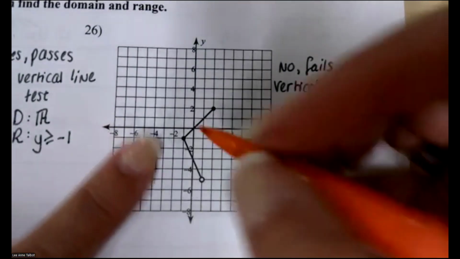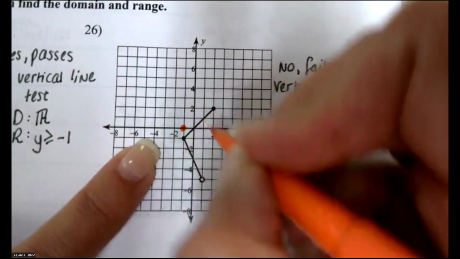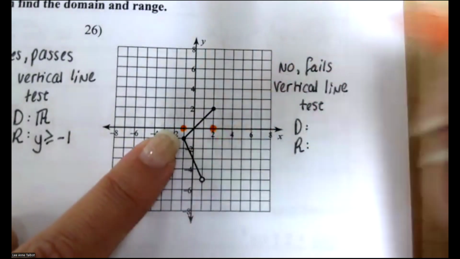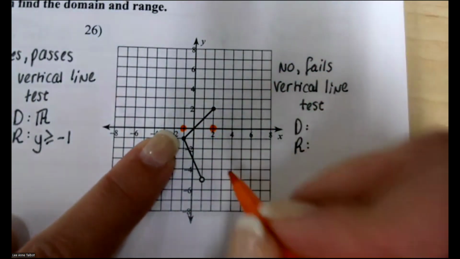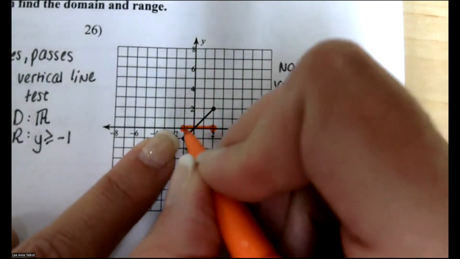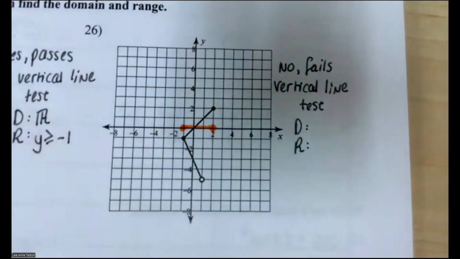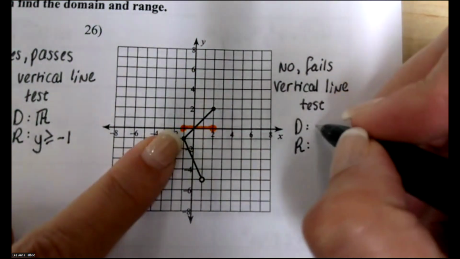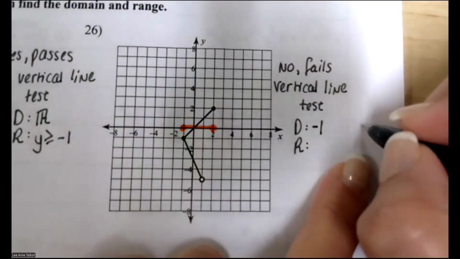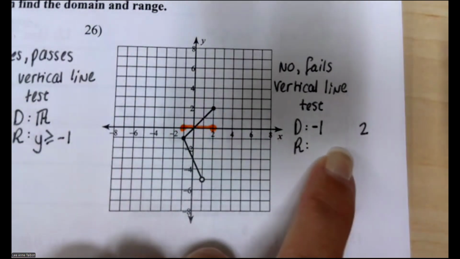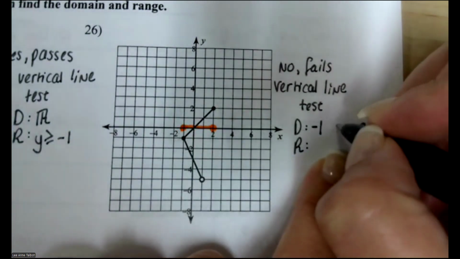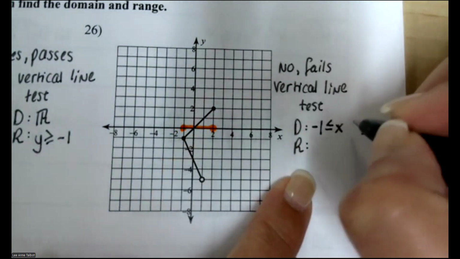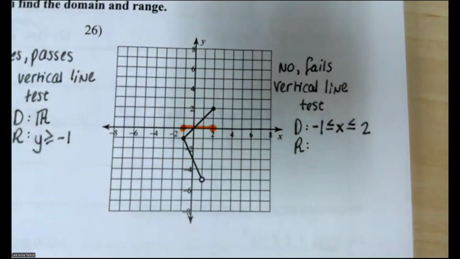Okay, so the very left of the graph is here, and it's closed. The very right of the graph is here, and it's closed. So that's the left, that's the right. And we write -1 to 2 x because we're doing domain, and then closed, closed.